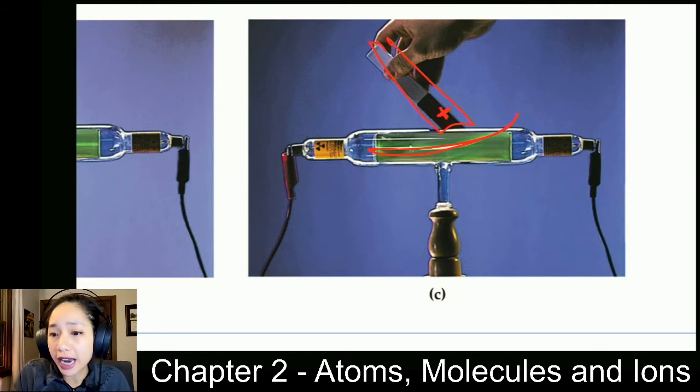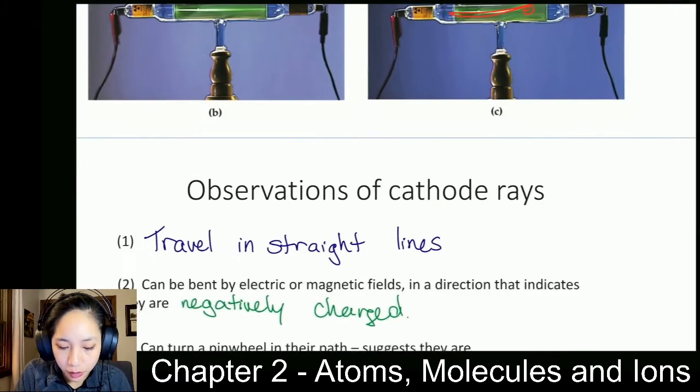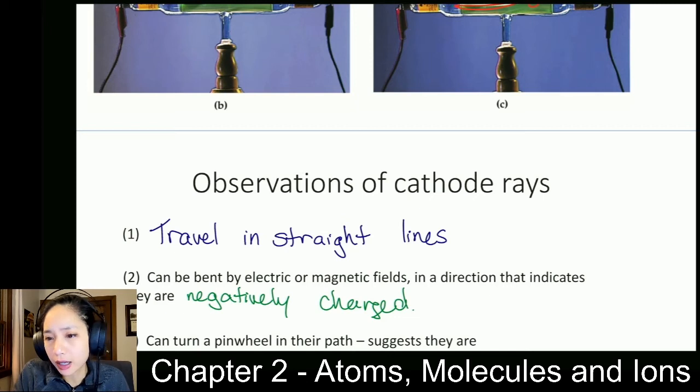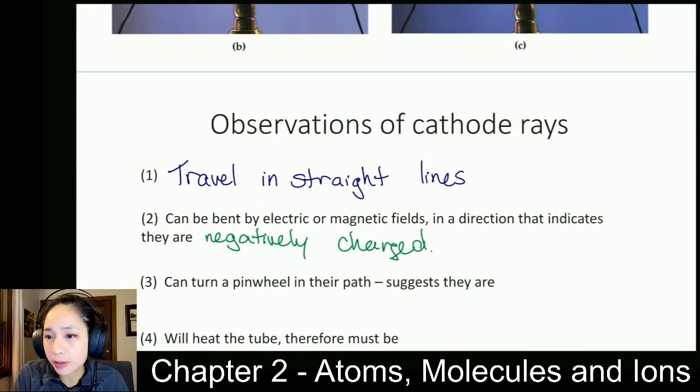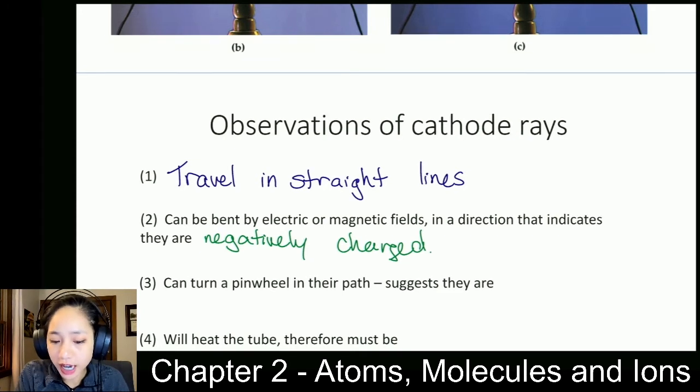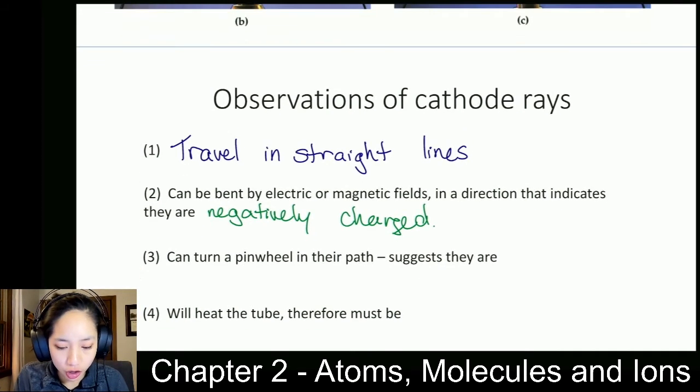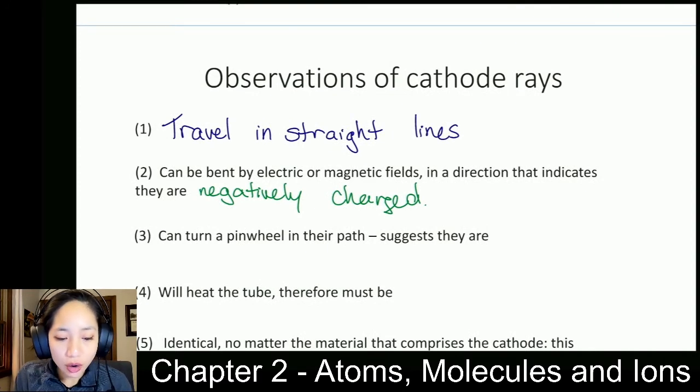All right, so they were able to make the conclusion that whatever made up this stream, this light, was negatively charged. What they were seeing was negatively charged because they were using the positive end of the magnet. If it was the other way, then they would have made the conclusion that it was a different charge, like positive. But the observations they made concluded that those particles, the cathode rays, were in fact negatively charged. Okay, so they also saw other observations.